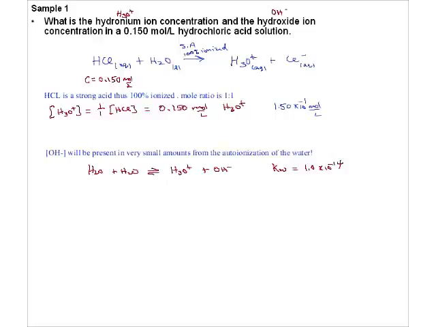Okay, so there we go. So what we want to do then is calculate the OH minus concentration based on this equilibrium. So what we're going to do, let me just see if I can, there we go.